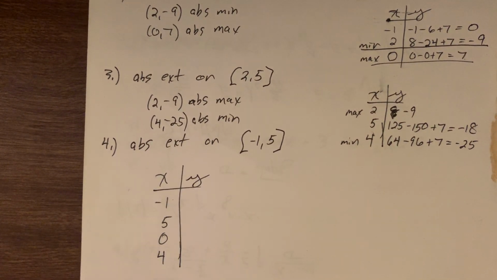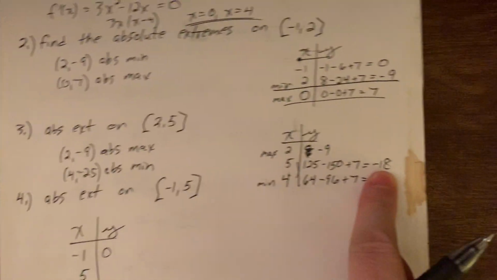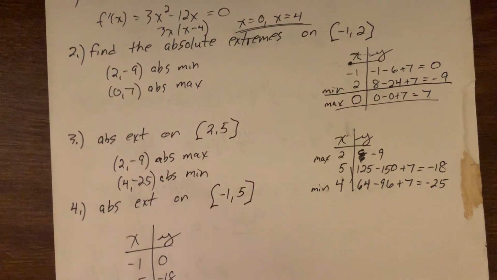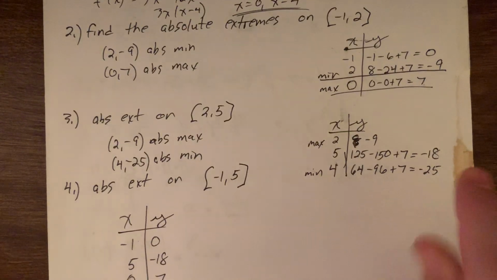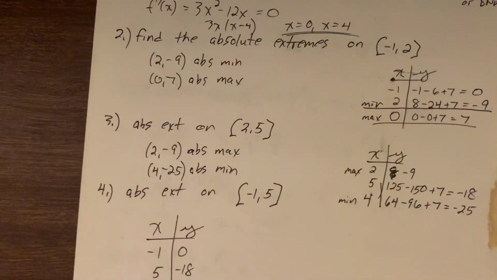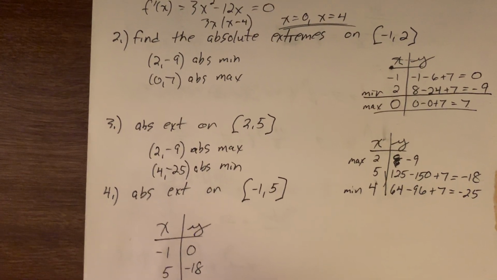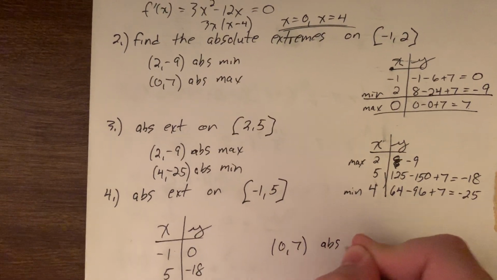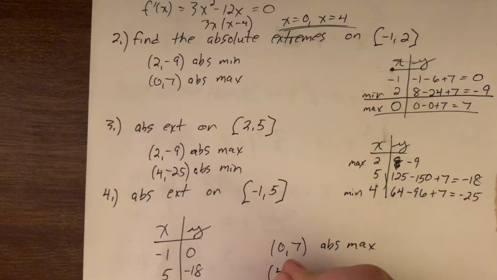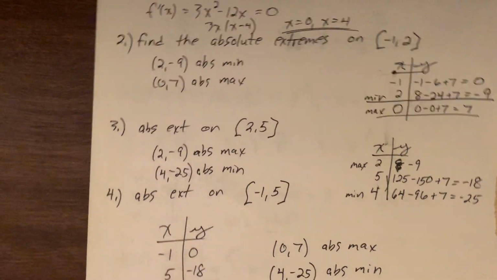But once we have all of my candidates, I'm once again getting the y's. We did minus 1 a moment ago. That was 0. We did 5 a moment ago. That was negative 18. We did 0. That was 7. And we did 4. That was negative 25. Biggest y, smallest y. So for our last problem, 0, 7 for our absolute max, and 4, negative 25 for our absolute minimum.